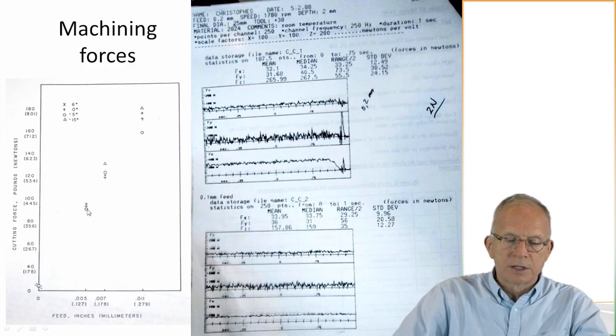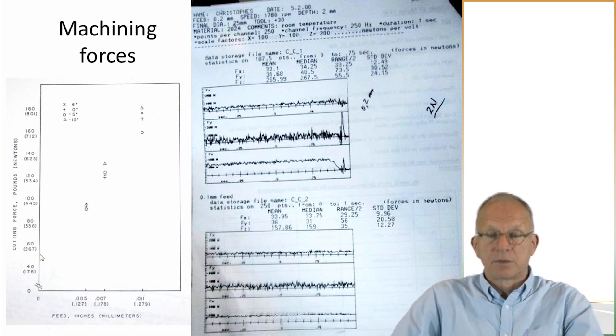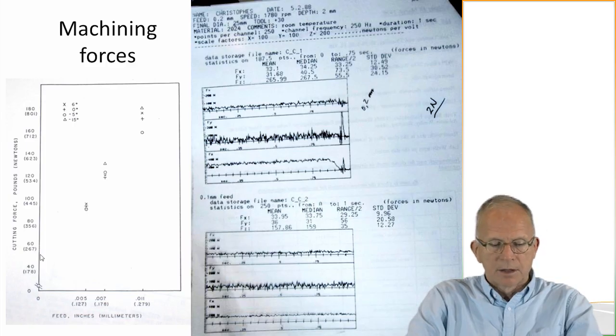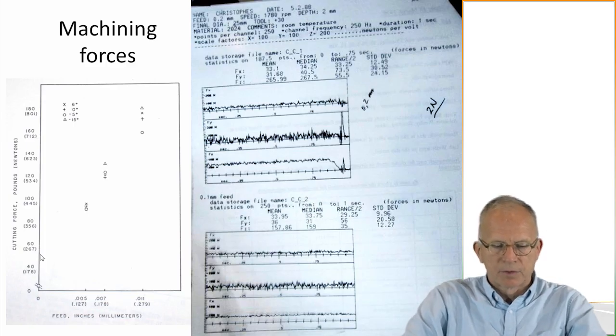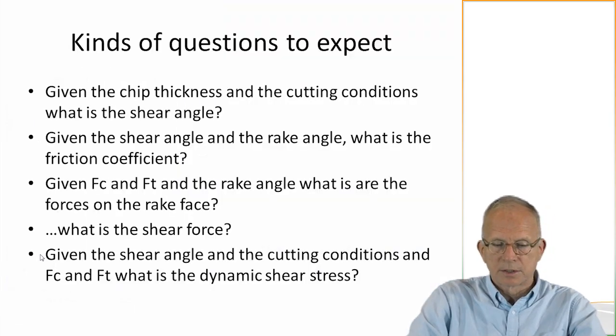But what we notice is that as we extrapolate down to zero feed, we don't hit zero force. So there's some sort of residual cutting force even at zero feed. And we can think of different reasons for that. Largely, one of the first things that should come to mind would be the rubbing of the flank face of the tool against the workpiece.